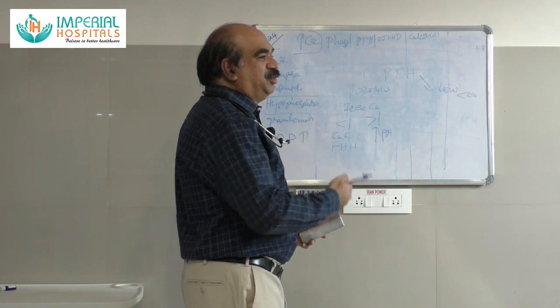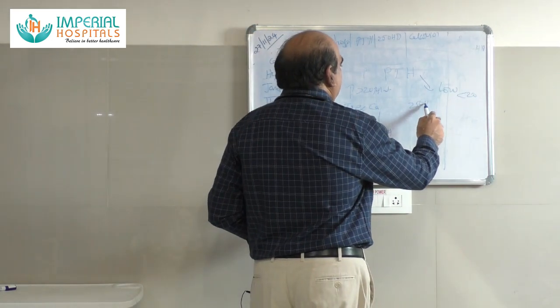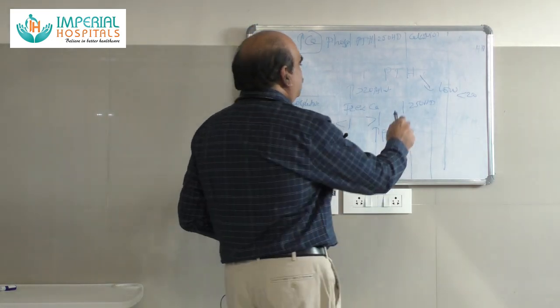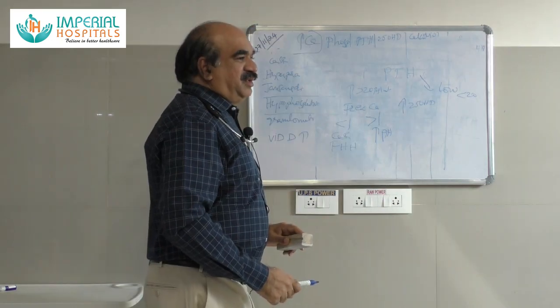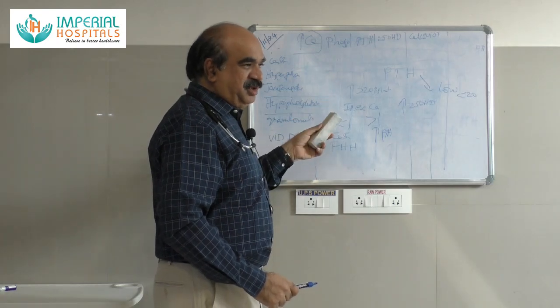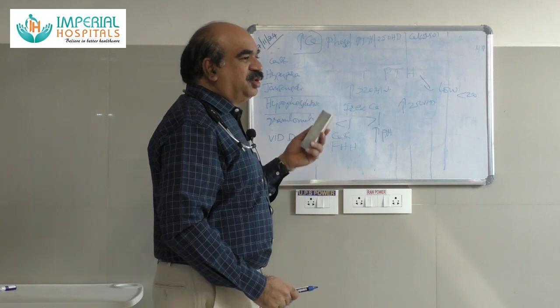Hypercalcemia with low PTH. So the mechanism will be in the gut. Then check 25 hydroxy D. Hypercalcemia, low PTH. If 25 hydroxy D is high, what does it indicate? Vitamin D excess. If there is excess vitamin D, excess calcitriol formation, that causes hypercalcemia. Then that causes low PTH.